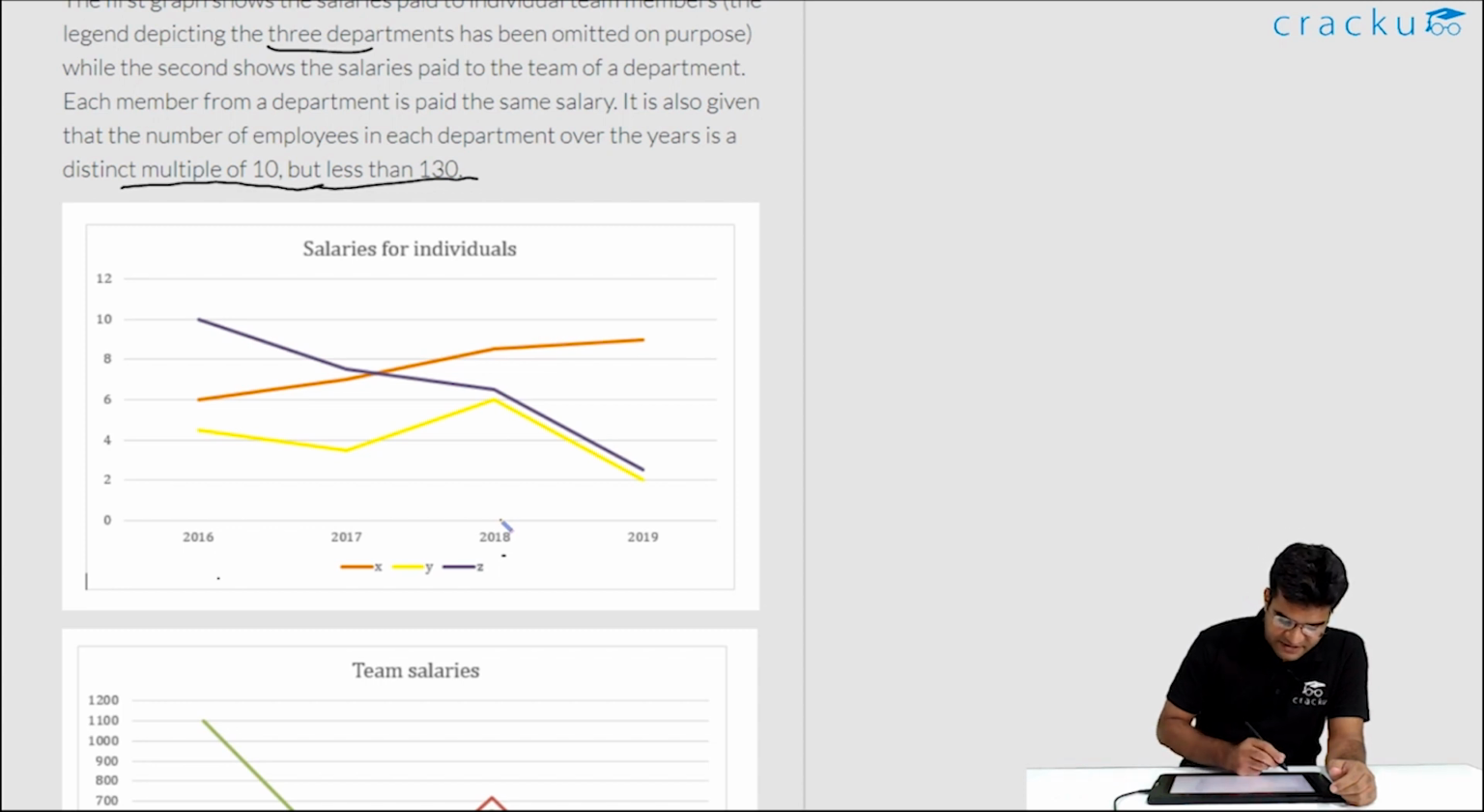This is the first information that has been given. The second information that has been given is the salaries of the individuals. For example, the first graph represents the salaries of the individuals in different departments over the years. For example, in department Z in 2016, each employee got 10 units. Similarly, in department X in 2016, each employee got 6 units.